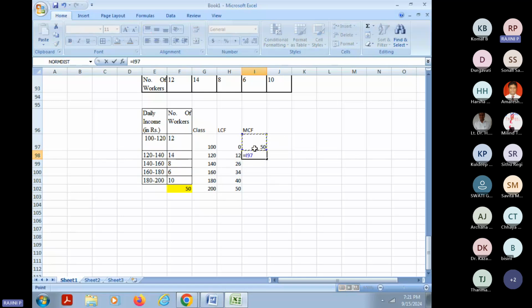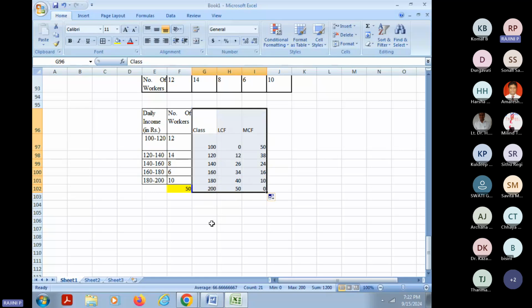So take this MCA first class value minus then 100 to 120 frequency. Then enter. Similarly, you just drag it for all the remaining observations. Now you just see, more than 200, how many are there? It is 0. Okay, more than 200, how many are there? 0.